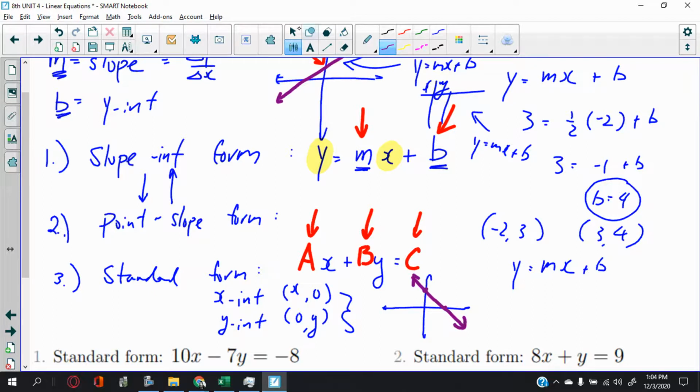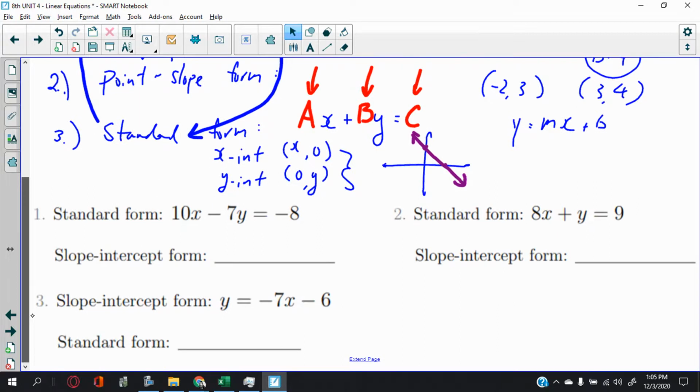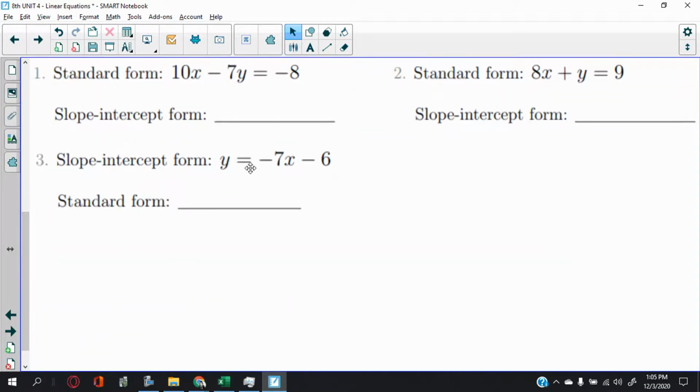And what's the other purpose? Is to help you turn standard form into slope-intercept form and vice versa. Okay, so that's the summary of everything we've done in this unit up to today. So what I want to do then is show you 3 examples, and then we're gonna come back to class and practice. Okay, how are we doing on time? Yeah, it's all right. We can do 3 examples.